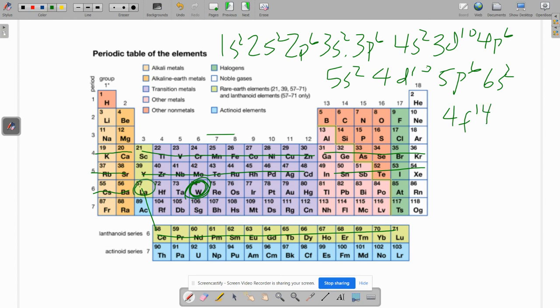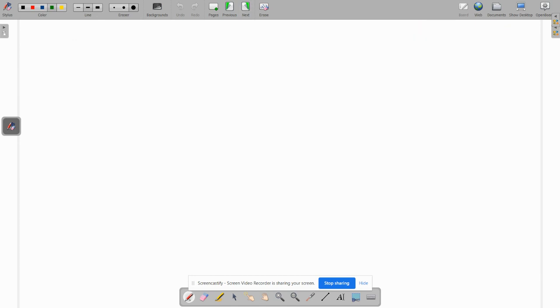Okay, and then you come back up and you have this 5d1, then 5d2, 5d3, 5d4. So we'll just call that 5d4. Four to get to tungsten. So, that was kind of a long question. So, I guess 1, 2, 3, 4, 5, 6, 7, 8, 9, 10, 11, 12, 13, 14. So, hopefully, 14 is a good answer.